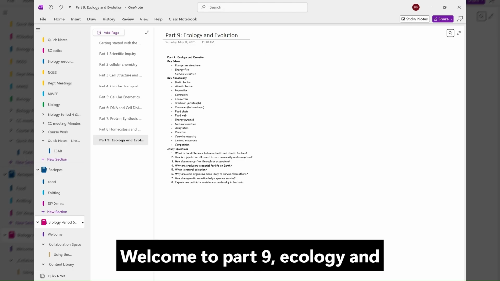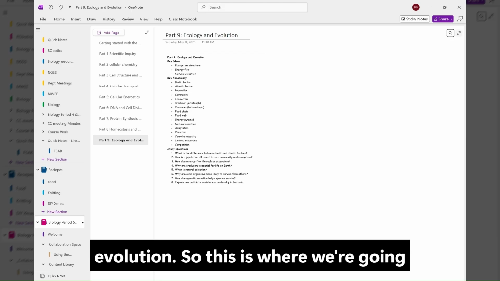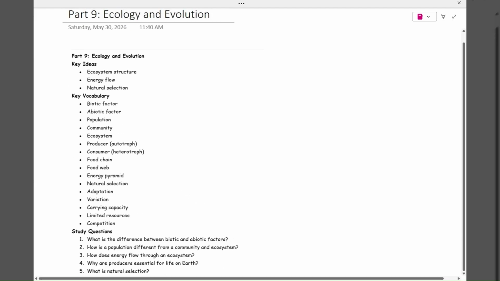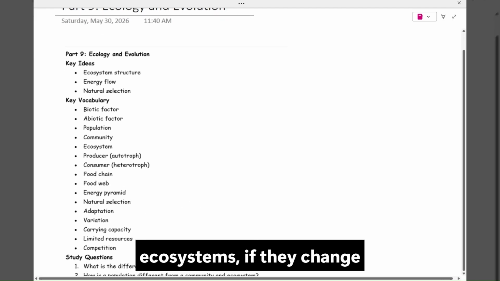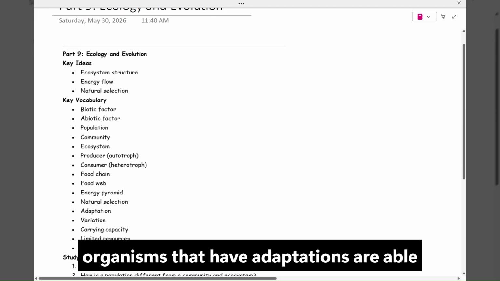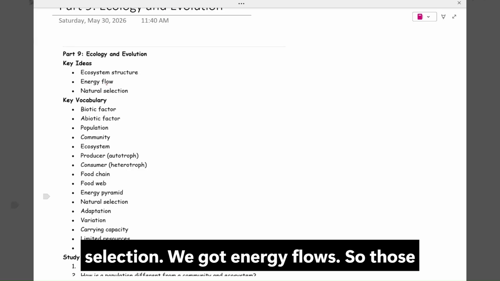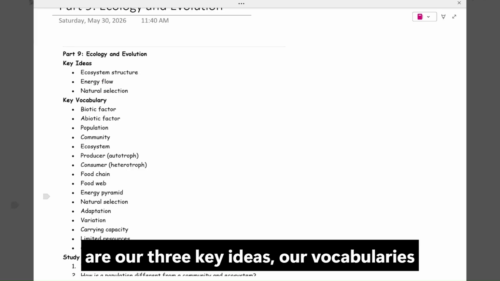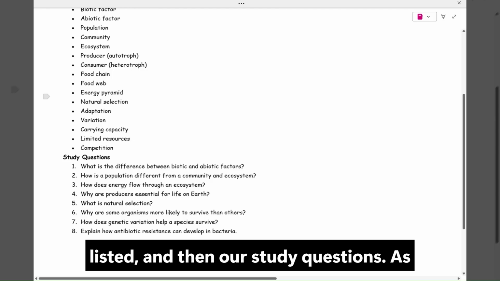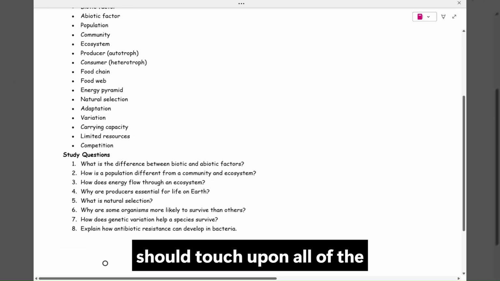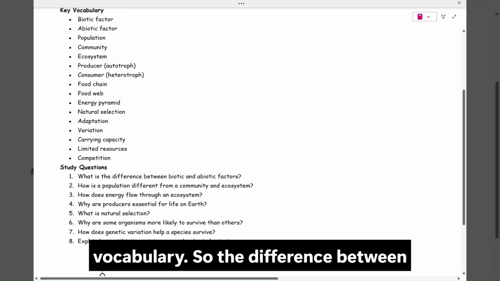Welcome to part 9, Ecology and Evolution. So this is where we're going to look at how ecosystems, if they change, organisms that have adaptations are able to survive, and that's called natural selection. Look at how energy flows. So those are our 3 key ideas. Our vocabulary is listed, and then our study questions. As we go through the study questions, we should touch upon all of the vocabulary.